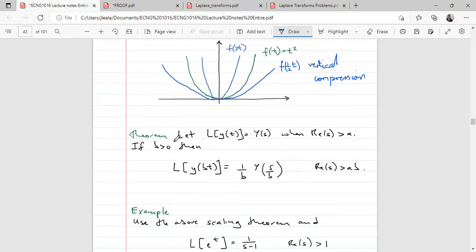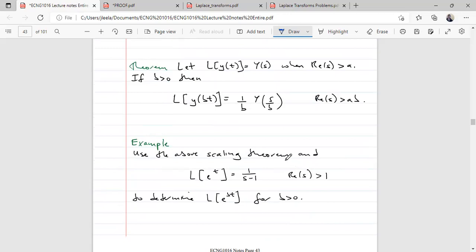So this is the theorem here to explain it. Let the Laplace of y equal capital Y of S when real S is greater than a. If b is greater than 0, then the Laplace of y of bt is 1 over b times capital Y of S over b, for the real S being greater than ab.